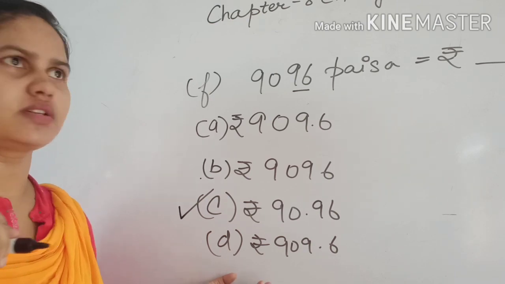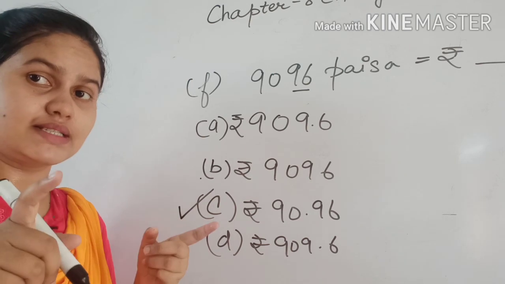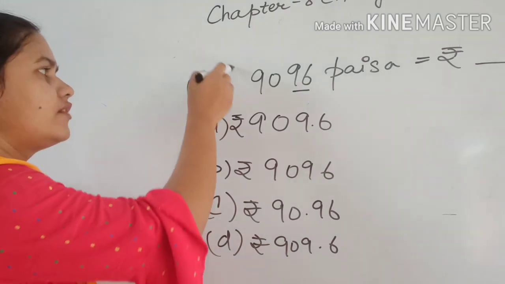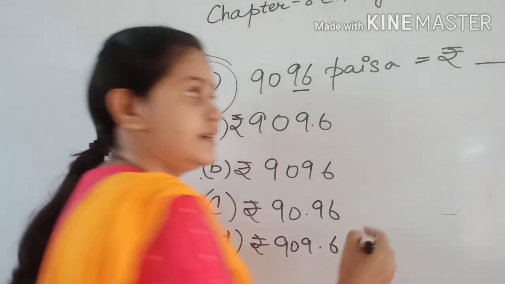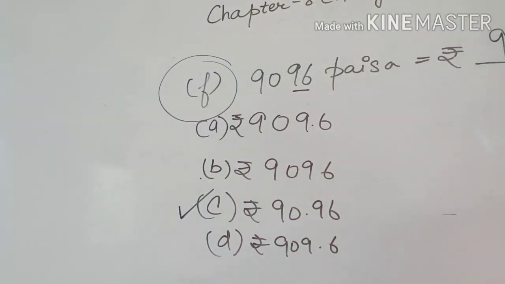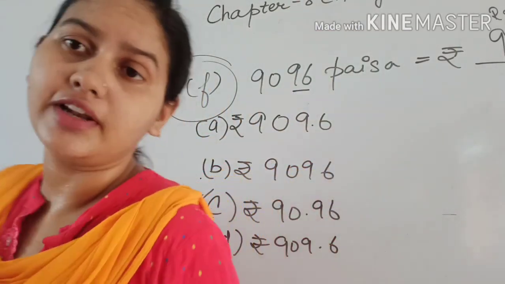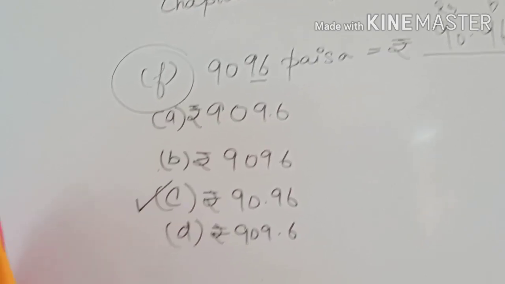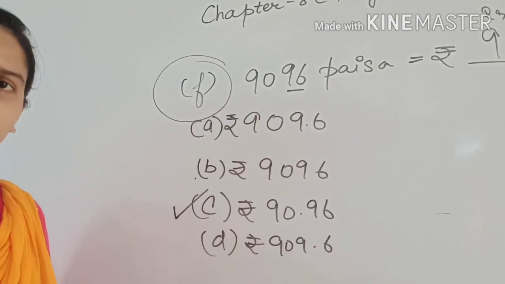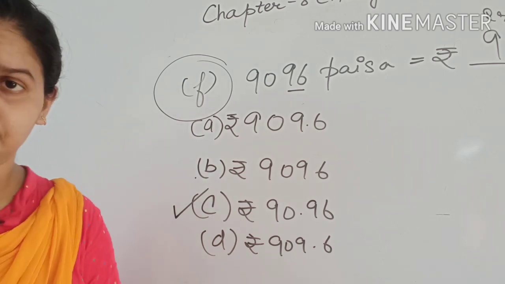So I have chosen here, and you have to choose yourself. So please be careful in your test, and you have to give your answer of F as 90.96, which means this one is rupee and this one is paisa. Okay, so we have done our fill up. You can see which one is fill up. Okay students, so we have done this. Now we will do the other one.